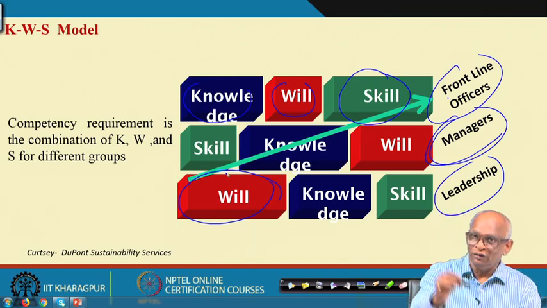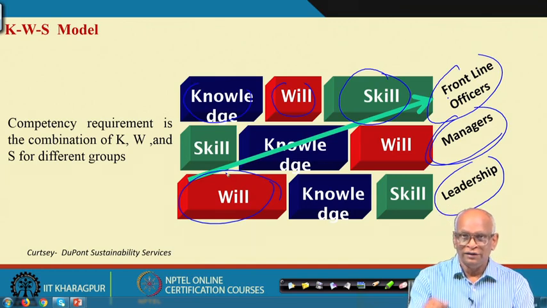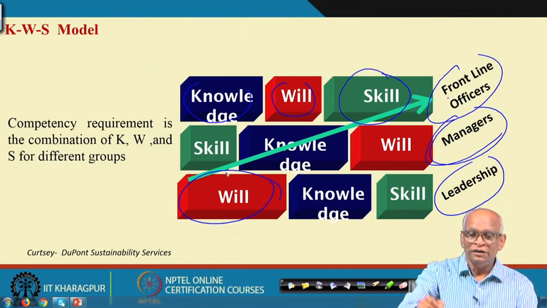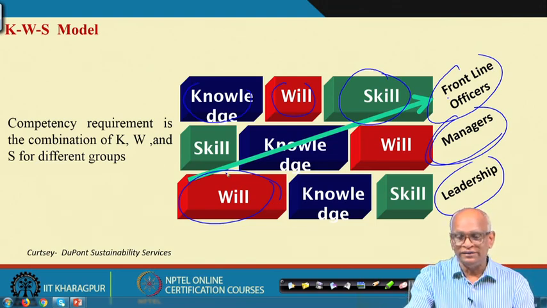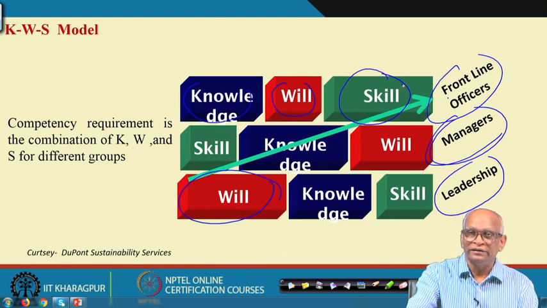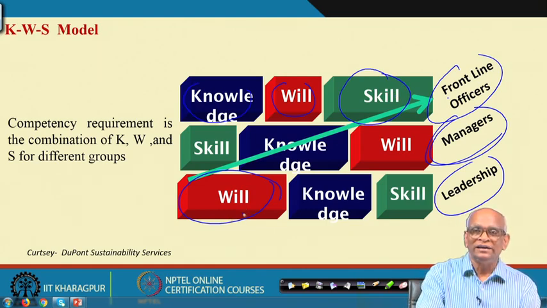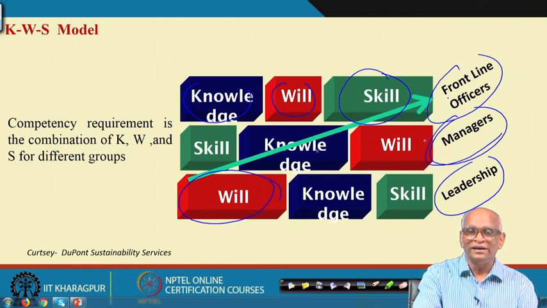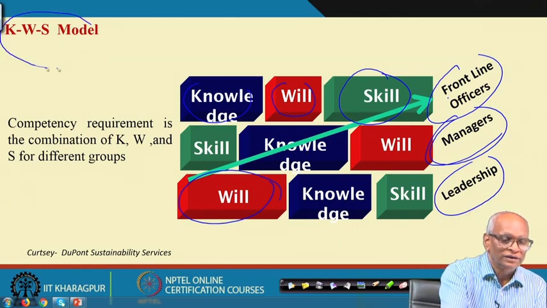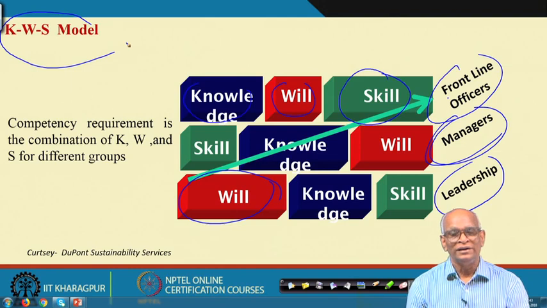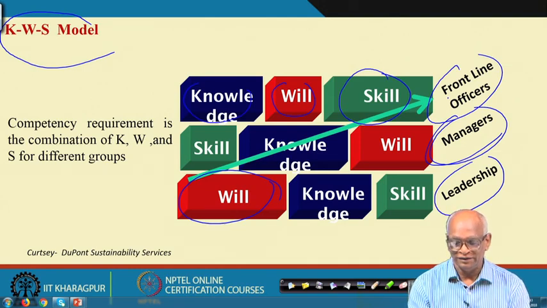So this model they have applied in the whole organization to develop the competencies. Frontline managers are given more training on skills, leadership is given more training on will, and managers on knowledge. So this is called the KWS model of DuPont. This organization has implemented it.